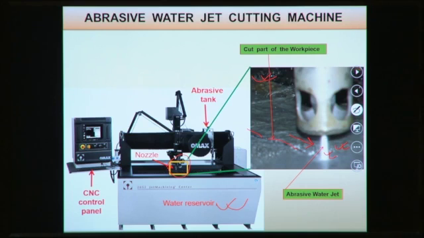Now this is the abrasive tank. From here the abrasives come and are mixed in the mixing chamber. This is the CNC control panel here. From here you can write your program, and you can move your workpiece to cut any complex shape.